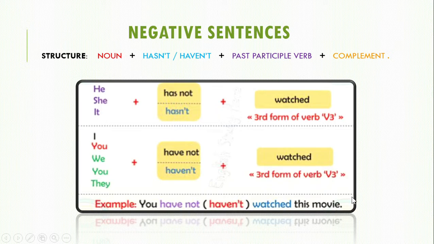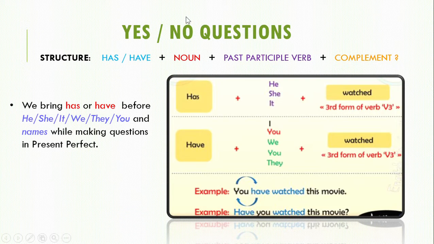Now let's move on to yes/no questions. The structure: the auxiliary goes at the beginning. Has or have plus noun plus past participle verb plus the complement.